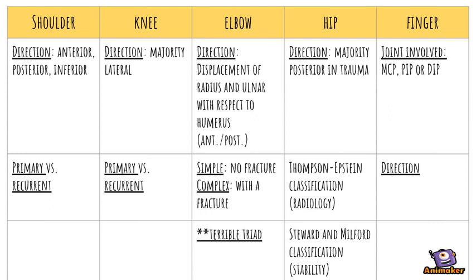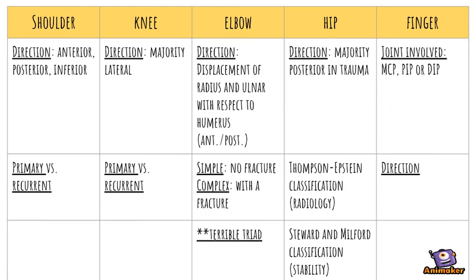There are several classification systems used to describe posterior hip dislocations. These include the Thompson-Epstein classification, which is based on radiographic findings, and the Stewart and Milford classification, which is based on functional hip stability. The majority of patellar dislocations are lateral dislocations.